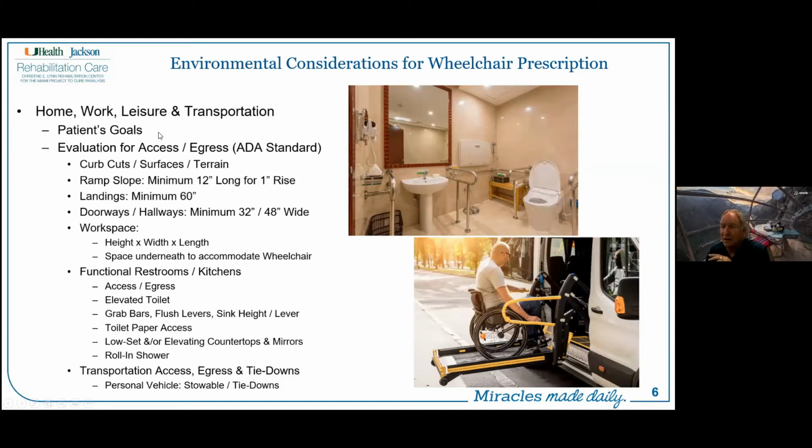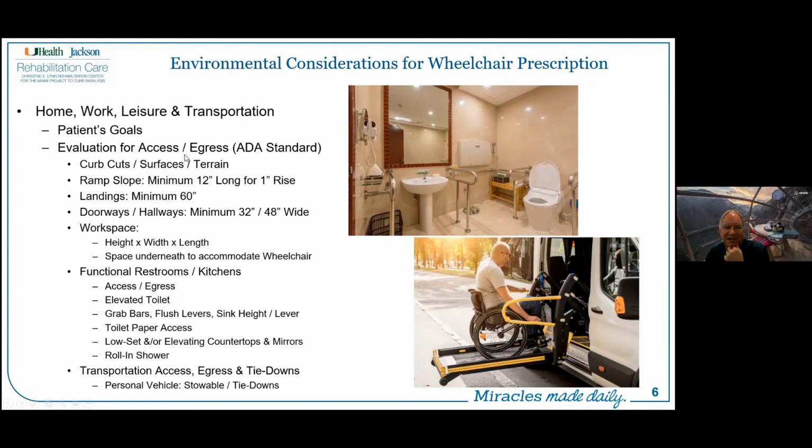Probably out of all of these, the most important thing is the patient goals. And we need to align those with the medical needs that they have as well. But at the end of the day, the person is going to be using this mobility device for at least 5 years moving forward. And we want to make sure that they are going to be pleased with it, that it does all of the things that we need it to do, and that those access issues are meeting their goals.